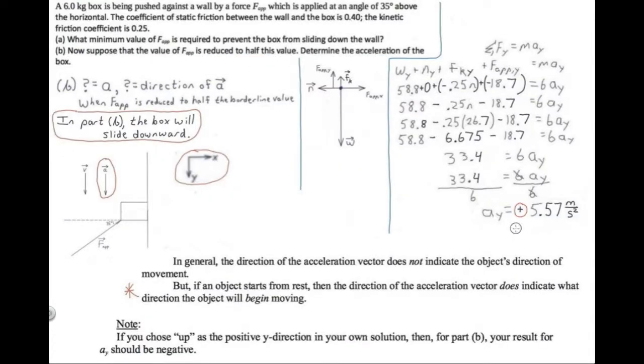Does it make sense that our result for a sub y is positive? Well, the box begins at rest, and in part B, the box then begins moving down the wall. In order for the box to begin moving down the wall, the acceleration vector must point down. Down is our positive y direction. So yes, it does make sense that our result for a sub y is positive.